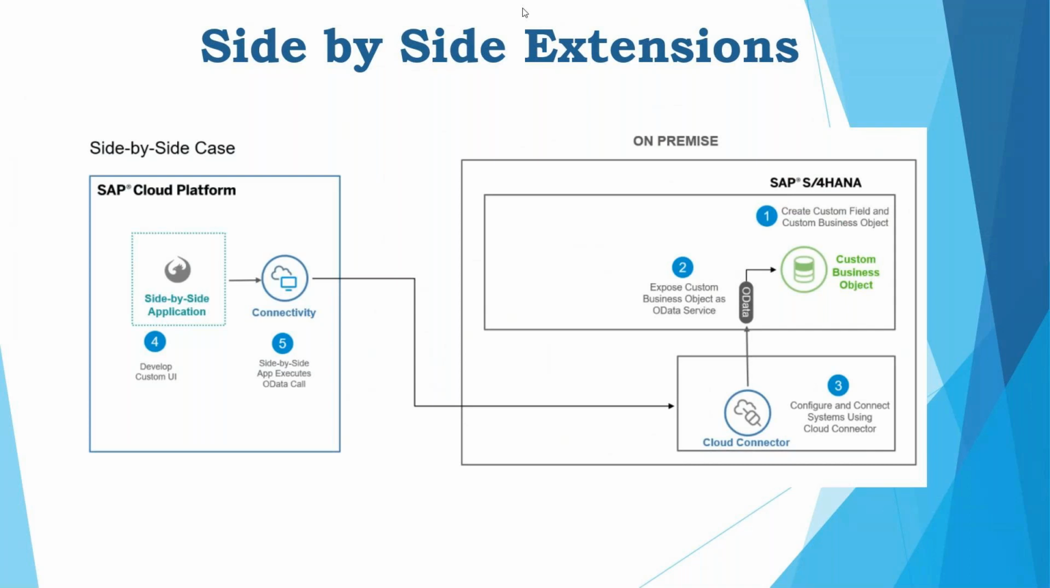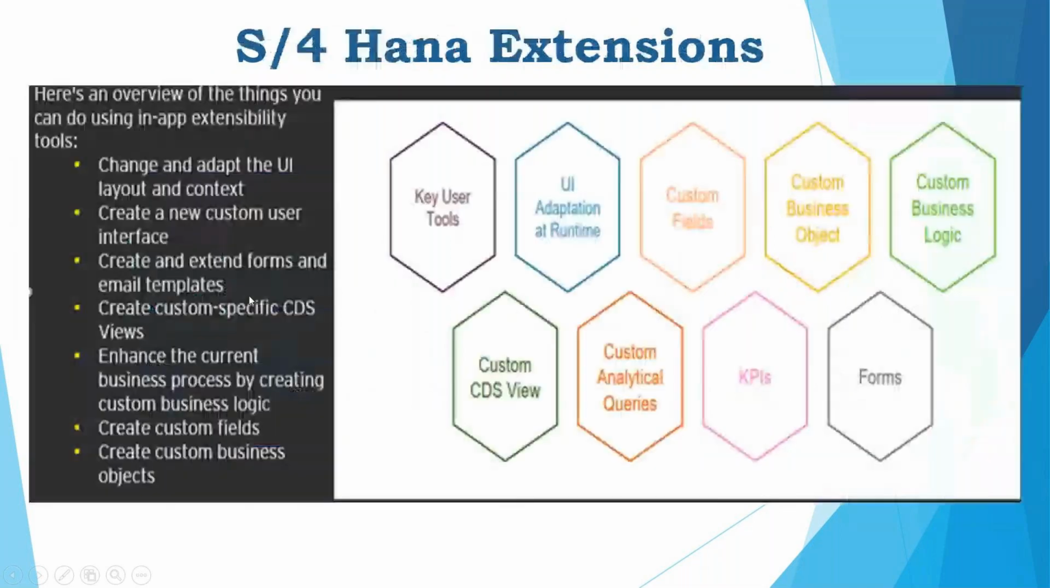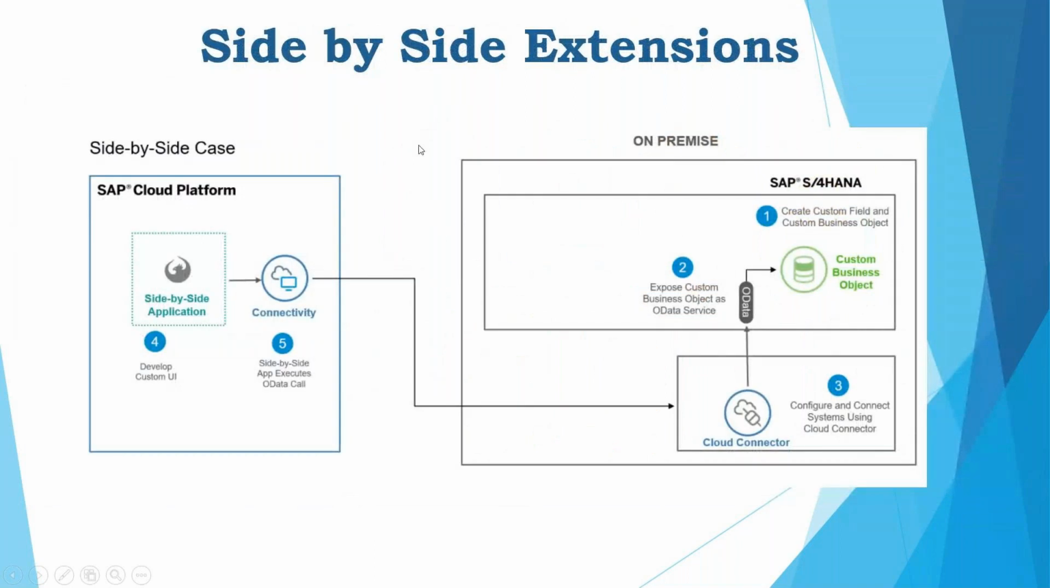Okay, so what is side-by-side extension? Suppose you are developing a Fiori application in BTP and you're trying to consume the data from the on-premises S4HANA system. You're fetching the data using Cloud Connector, and you're developing it. Now what is side-by-side extensions? You are developing your OData in the on-premises system. You're developing a Fiori application in BTP, which is called side. You are developing side. This is called the side-by-side extensions.